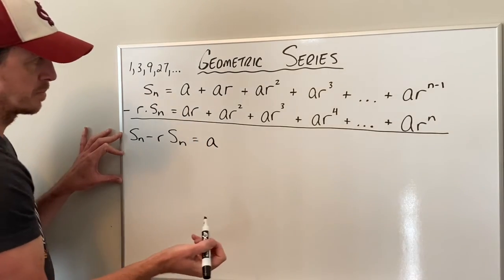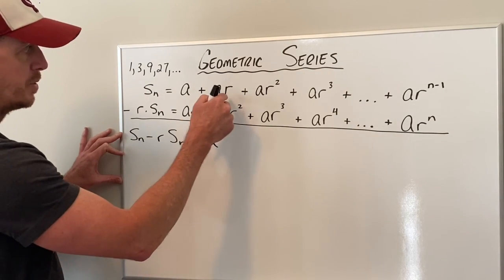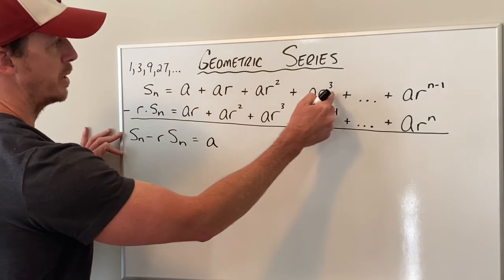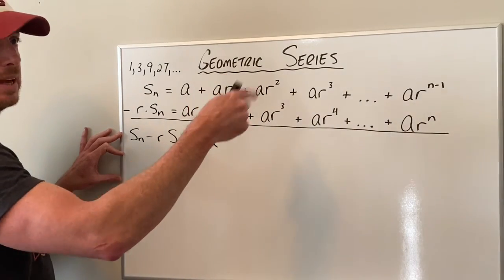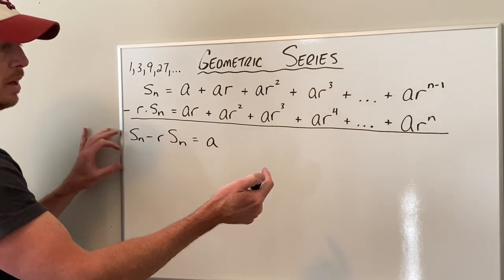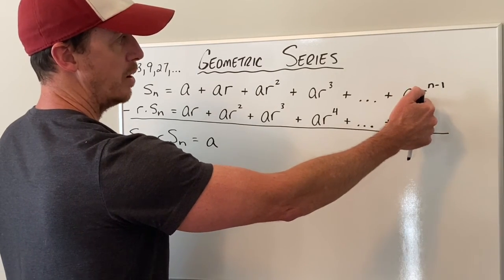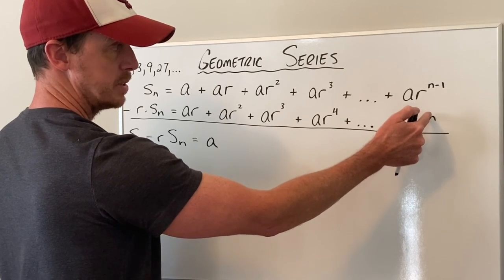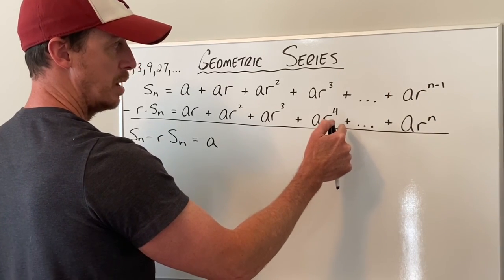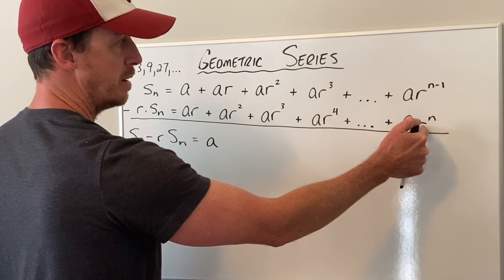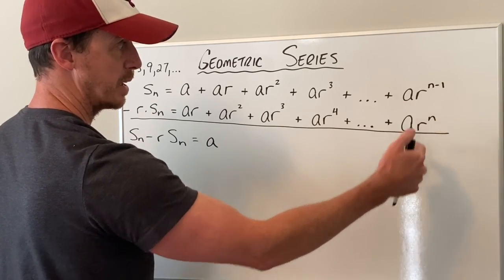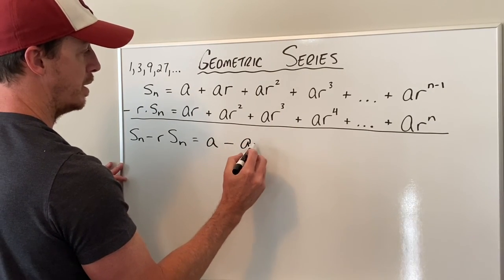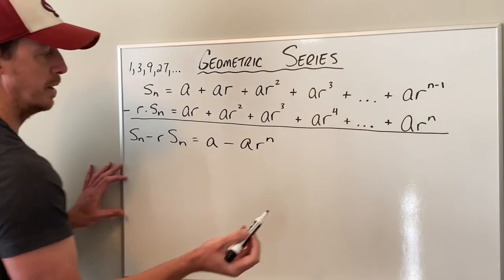So it's just A. But then after A, all these other ones, you've got AR minus AR, AR squared minus AR squared, AR cubed minus AR cubed. All those would just be canceling. All those would become 0. And you're eventually going to get to AR to the n minus 1, which would actually be the term before AR to the n. So that's going to cancel. And so the only thing that's going to be left is that AR to the n in the second equation. Now remember, we're subtracting it, so it would be minus AR to the n.